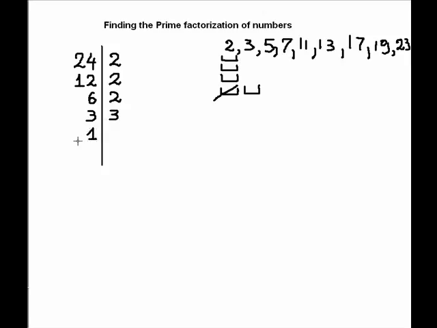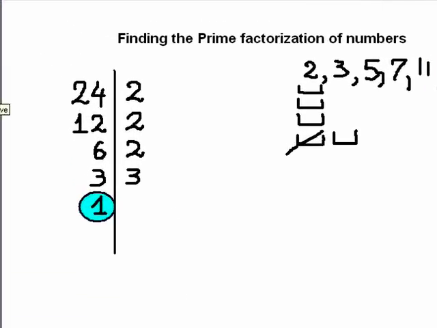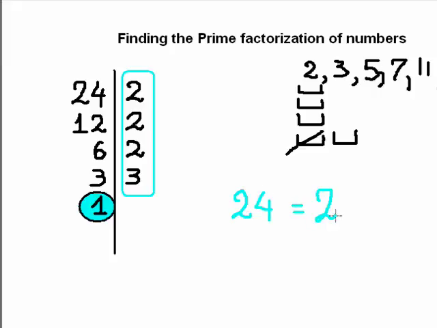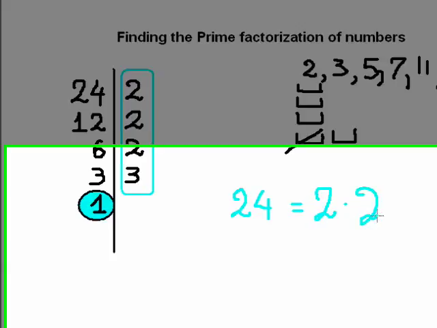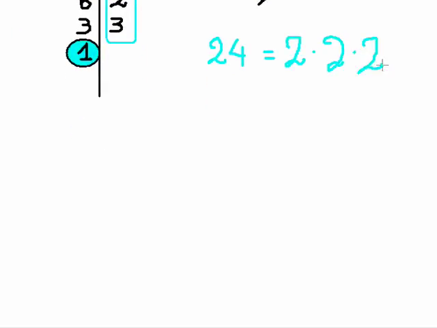Note that once you reach the point where the number down here is 1, you can stop. You can stop up to this point because you are done. And what do you know? Well, you know that everything that you have right here is the product of primes that gives you the prime factorization of number 24. So what does this mean? This means that 24 can be written as 2 times 2 times 2 times 3.